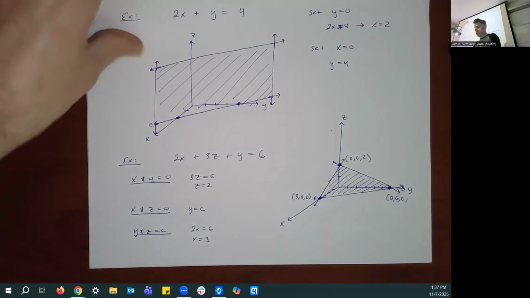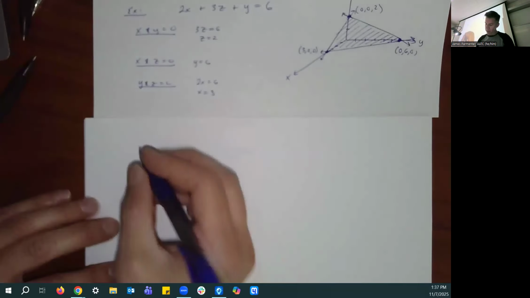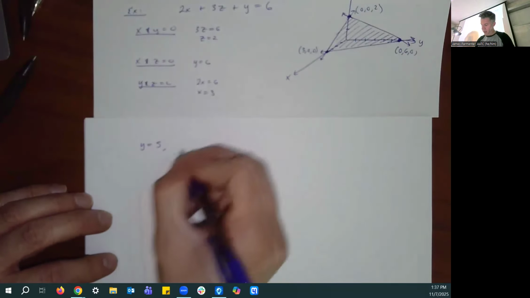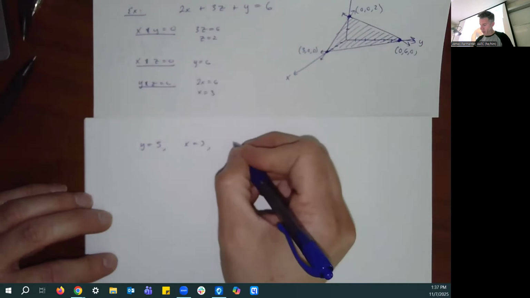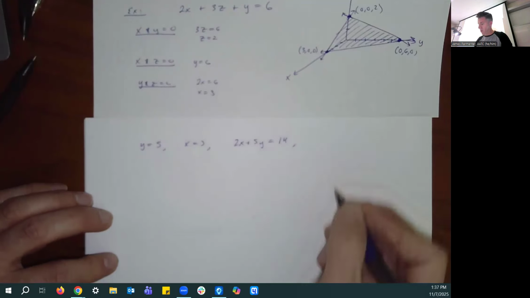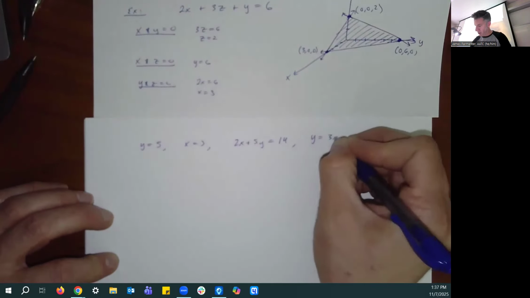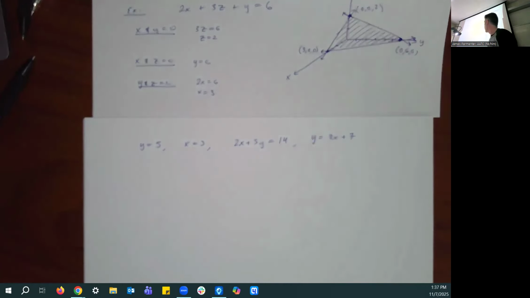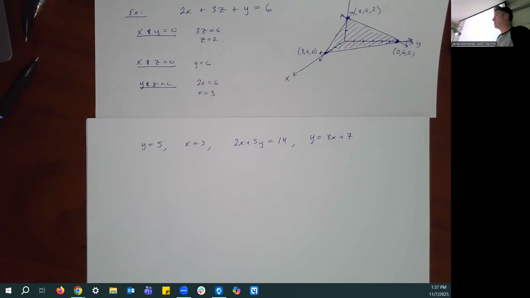For example, whether it's y equals 5 or x equals 3 or 2x plus 5y equals 14 or y equals 3x plus 7. Let's make it less blurry maybe. The thing that all these equations have in common is that x and y are either not there or raised to the first power. And all of these are equations of lines.